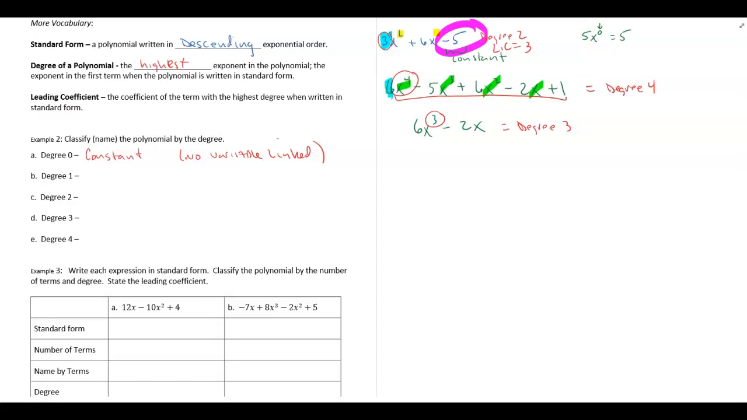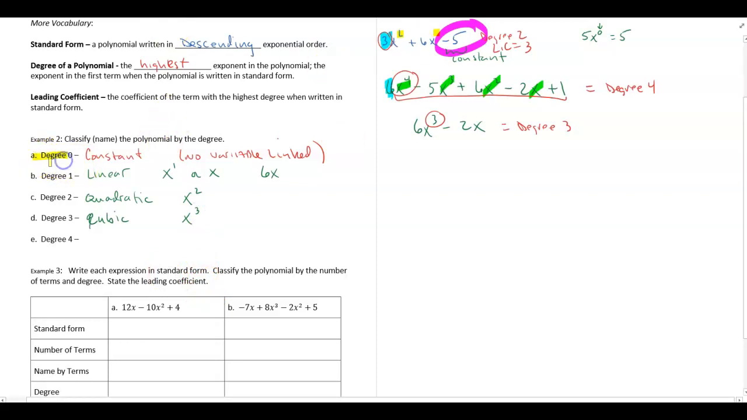Degree 1 is basically called linear, and that's when you just have x to the first, or you'll just see x. So 6x would be degree 1, which means that's a linear term. Degree 2 we call quadratic, and that's when you see the highest degree is x to the second. Degree 3 we say is cubic, and that's when you see x to the third power.